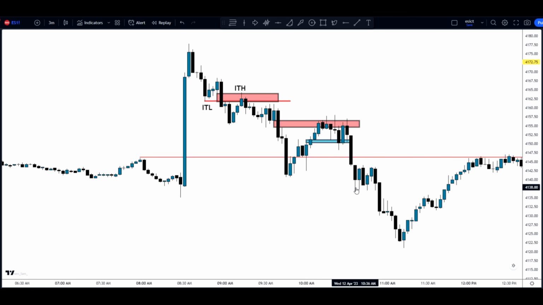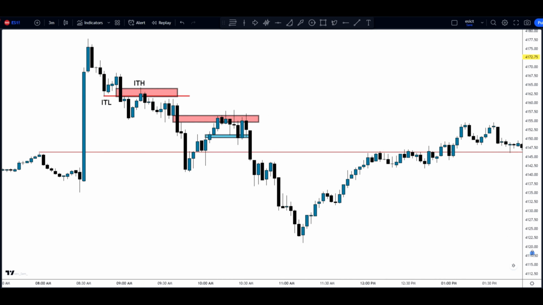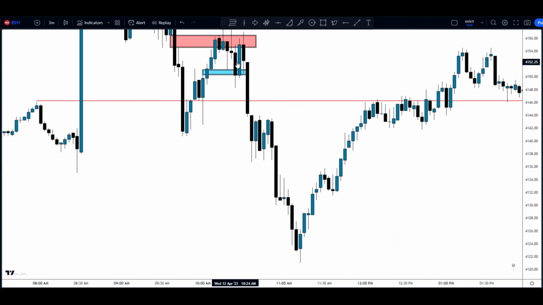Intermediate term lows are being broken. Intermediate term highs are being respected. That is narrative. That's going to tell you what you need to know. So now how would you know where to go long? Find an intermediate term high. So price comes down, that gets broken.